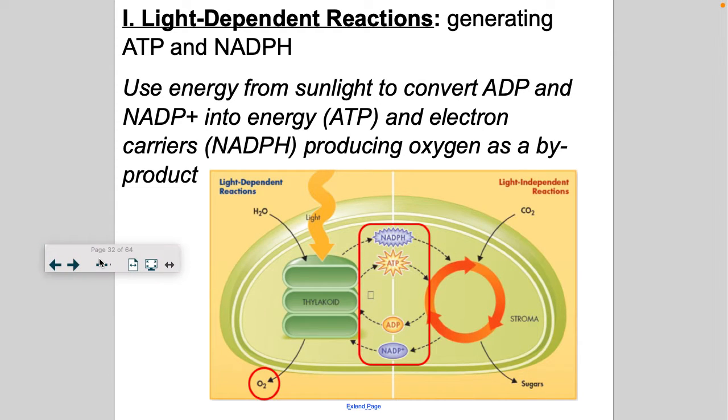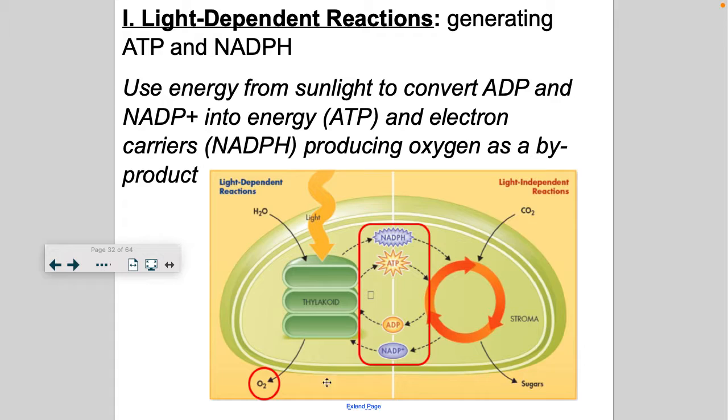So light-dependent reactions, its main job, what really happens here is that we are going to generate ATP and NADPH. And we're going to use that energy from ATP, that energy currency, and our electron carrier that we learned about in 9.2, NADPH. We are going to use the energy from these two molecules, and we are going to make sugars with them eventually. So here is a simplified diagram of light-dependent reactions versus light-independent reactions.